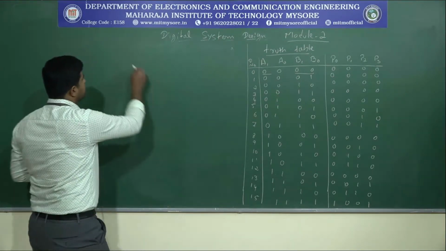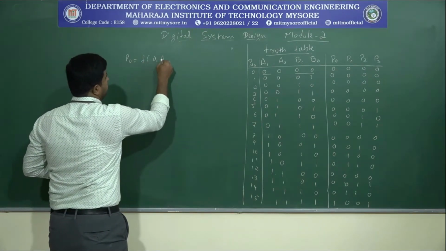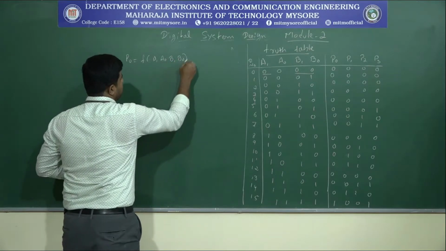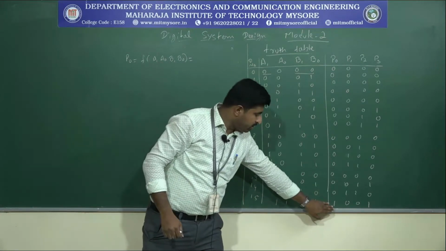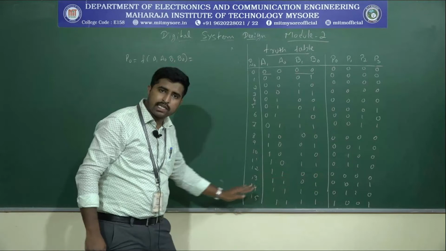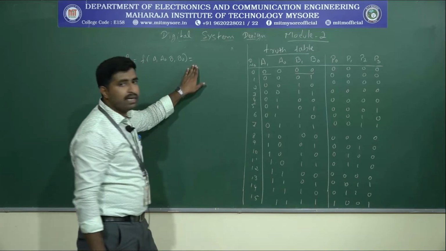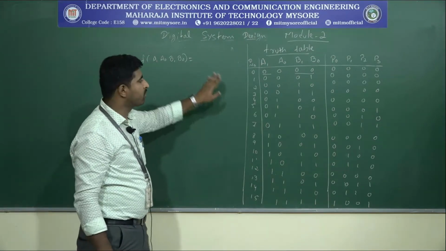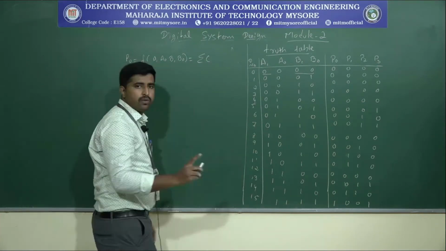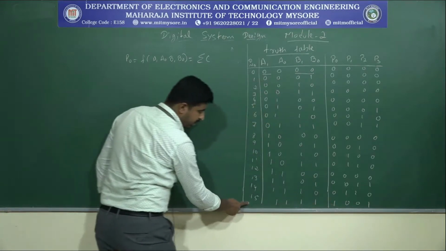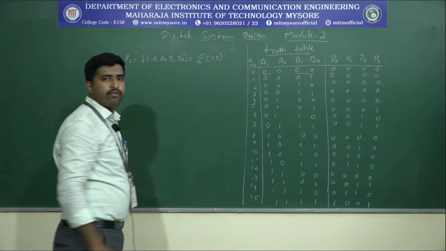For P0, that is equal to f of A1, A0, B1, B0. We have to write the switching equation, so we need to look at the output. Wherever it is 1, the corresponding decimal values will be written in sigma notation. Here we are taking a minimal SOP expression, so we are looking for logic 1. For P0, only one output is generated, and the corresponding input combination is 15. So P0 will be the summation of 15.